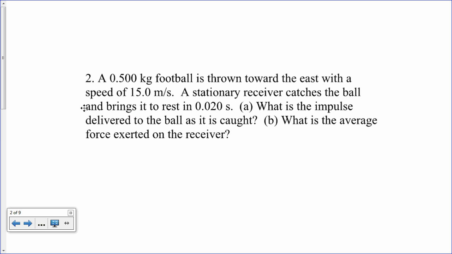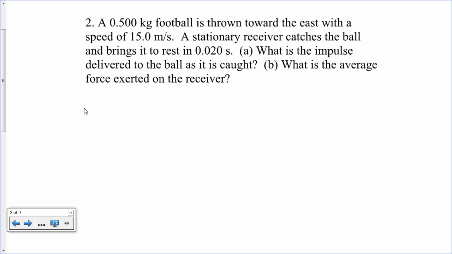A 1/2 kilogram football is thrown toward the east with a speed of 15 meters per second. A stationary receiver catches the ball and brings it to rest in 0.020 seconds. What is the impulse delivered to the ball as it is caught? All right, well, impulse we call I. This is just the change in momentum.